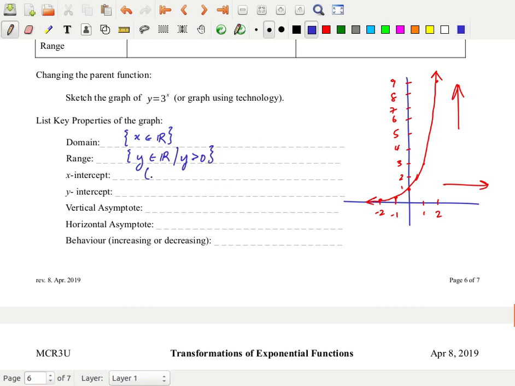The x-intercept is still the point 0, 1. Sorry, the x-intercept. There is no x-intercept, so that's none. The y-intercept is the point 0, 1. The vertical asymptote, there is none. The horizontal asymptote occurs at y equals 0. And behavior increasing or decreasing, it is always increasing.